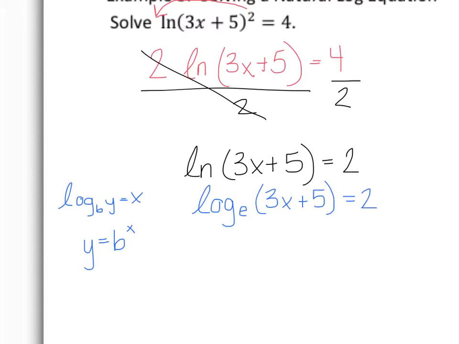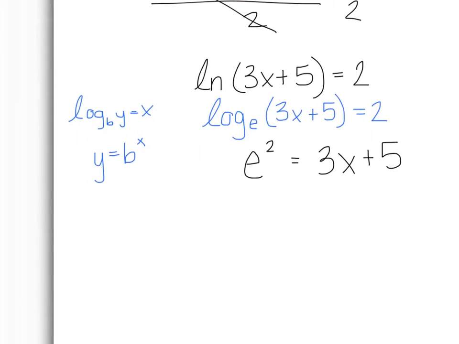E to the 2. E squared equals 3x plus 5. All right, use your calculator. Figure out what E squared is. So the 2 became the exponent. E squared is 7.389056099. Somebody tell me again, what's E squared? 7.3891, and that equals 3x plus 5.